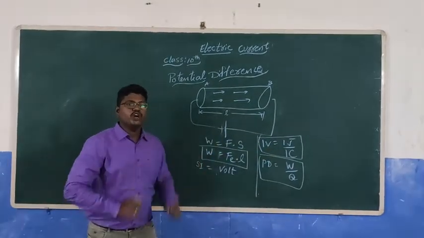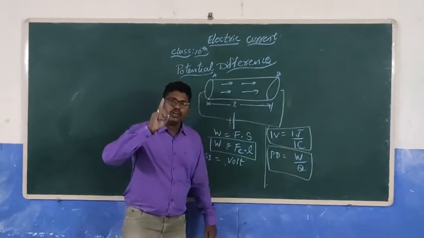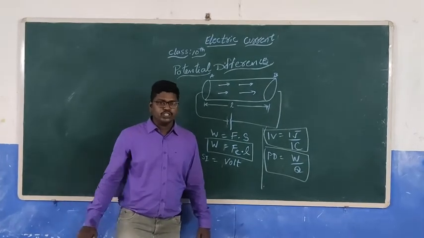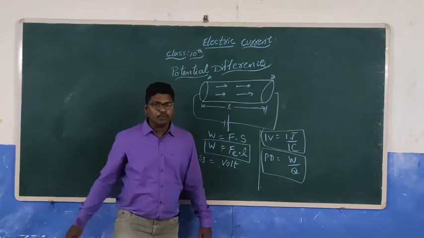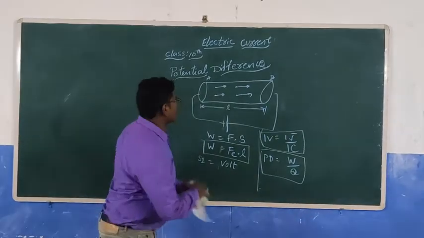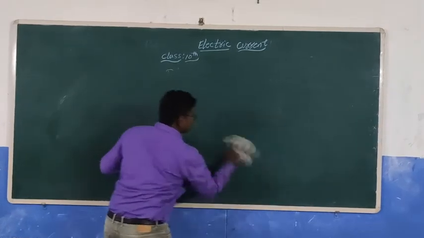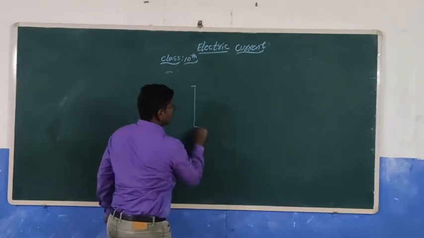So in this, what you understand is that in a metal only one type of charge will be in motion, that is, negative charge. Then in which medium will two types of charges be in motion? That is in an electrolyte. Now let me discuss electrolyte, or simply we can say electrolysis also.